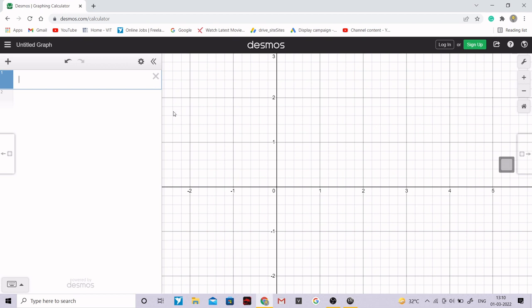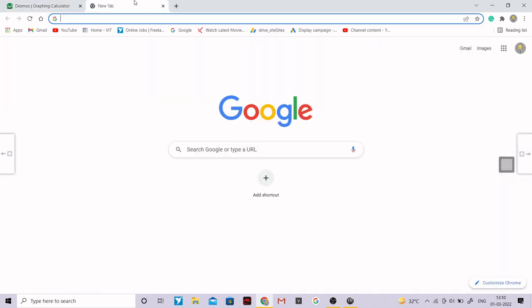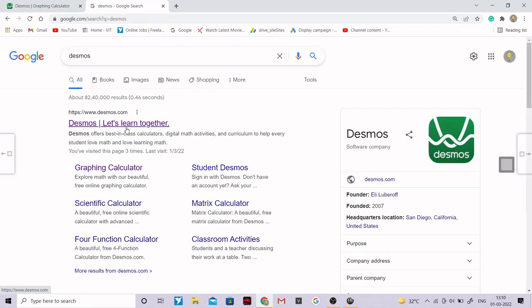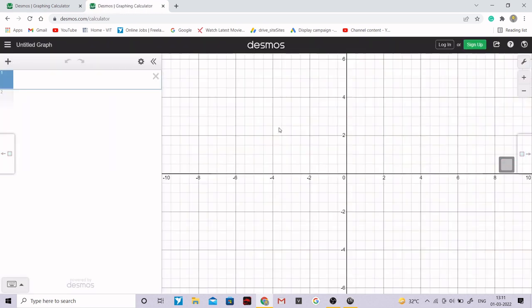For that, you need to execute that particular equation in this software, that is Desmos. Just go on Google, type Desmos, and visit the first link. If you want you can sign up, or you can directly start using it. Click on the graphing calculator, and as you can see, you get this kind of interface over here.